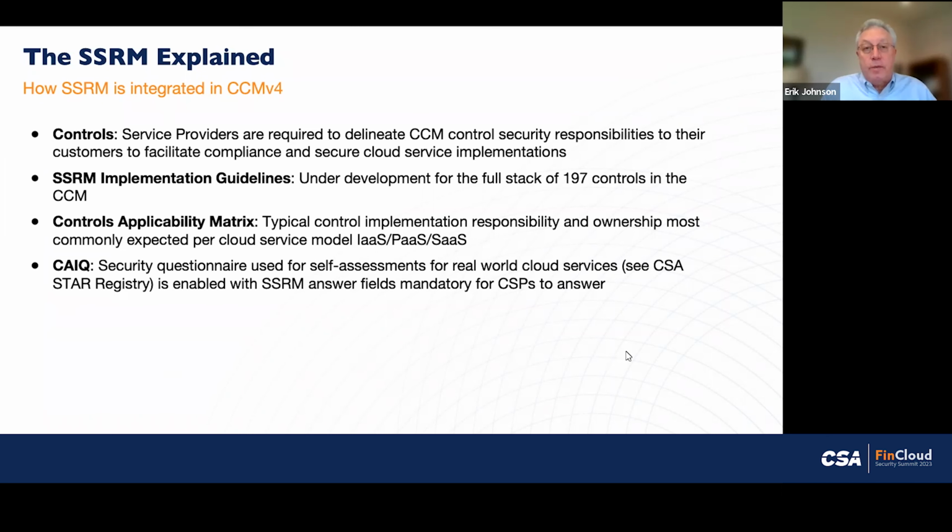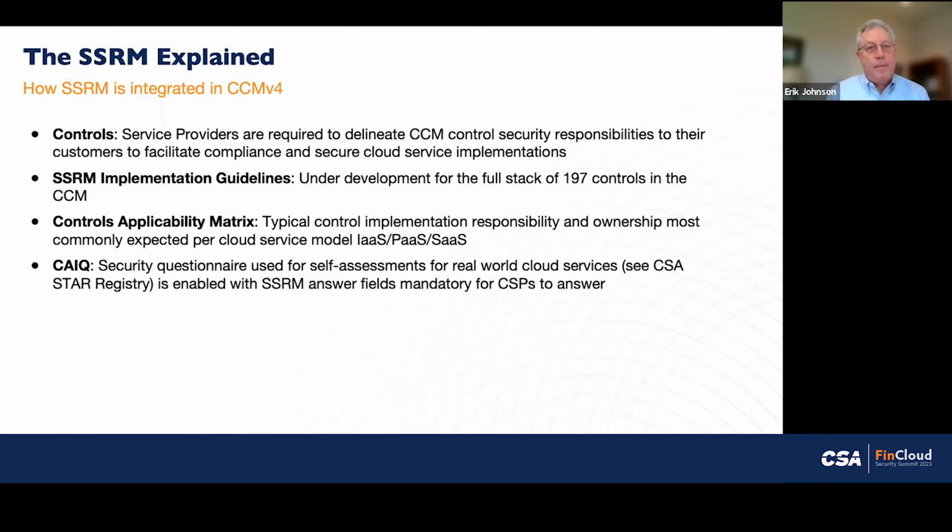But that provides a baseline that the CSPs can use to develop specific guidance for their services in the CAIQ. And then those are published and readily available in the STAR registry. So it makes it easy for current and prospective customers to go out there and download the CAIQ and check the SSRM information there.